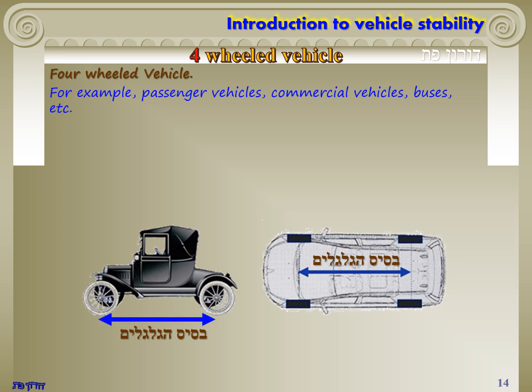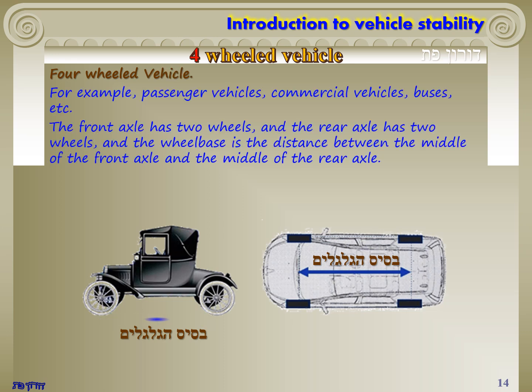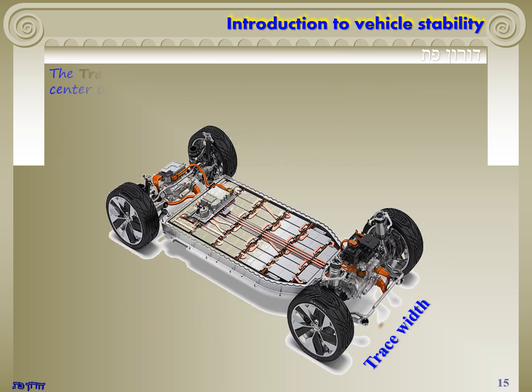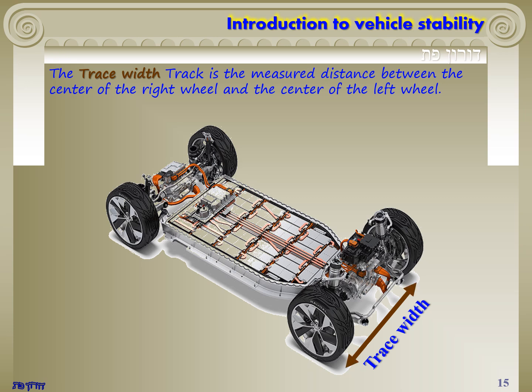Four-wheeled vehicle. For example, passenger vehicles, commercial vehicles, buses, etc. The front axle has two wheels, and the rear axle has two wheels, and the wheelbase is the distance between the middle of the front axle and the middle of the rear axle. The trace width, or track, is the measured distance between the center of the right wheel and the center of the left wheel.